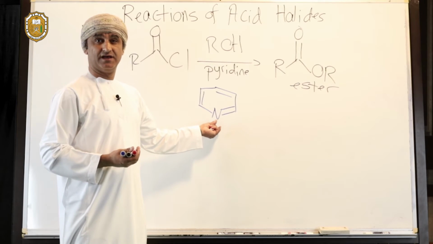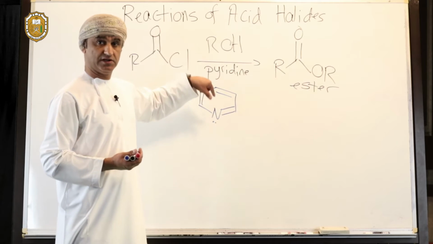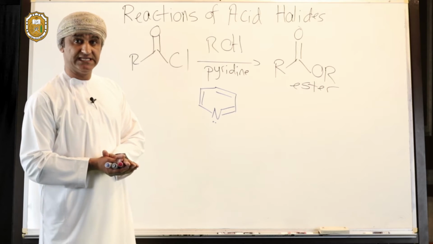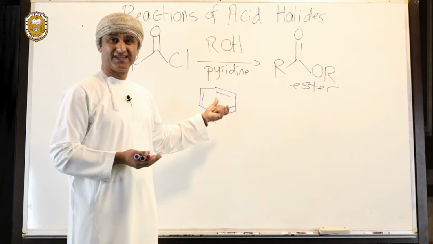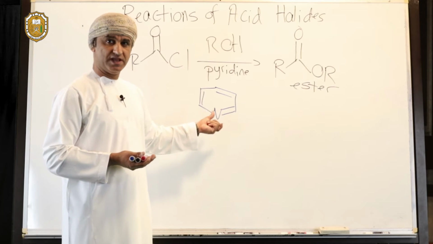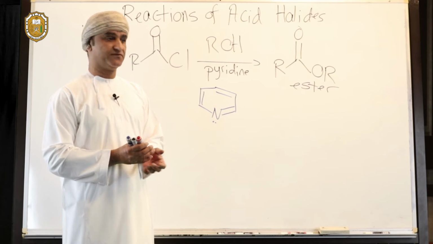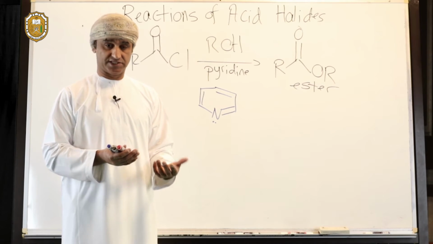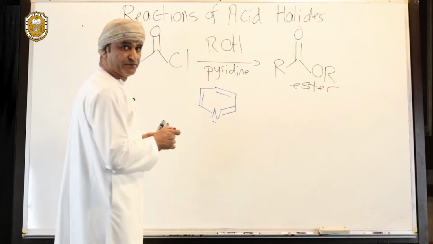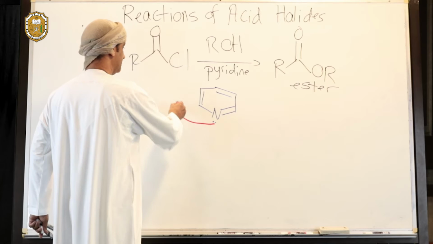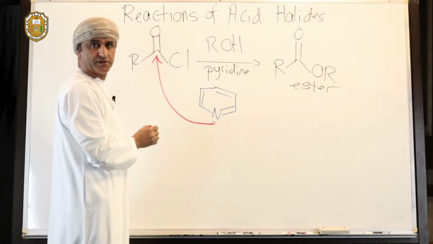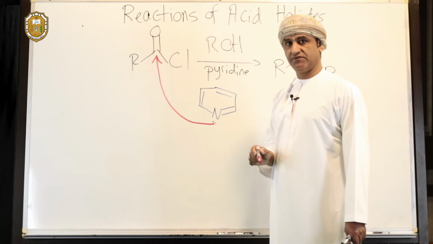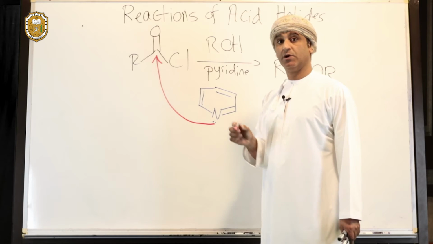That lone pair is available for donation. It is not delocalized inside the pi system. So therefore, pyridine is actually basic because this lone pair is available. So one possible mechanism for this reaction is for pyridine to attack the acid chloride initially in a nucleophilic acyl substitution reaction. So let's do that. We take an arrow from the lone pair on nitrogen in the imine unit of pyridine.